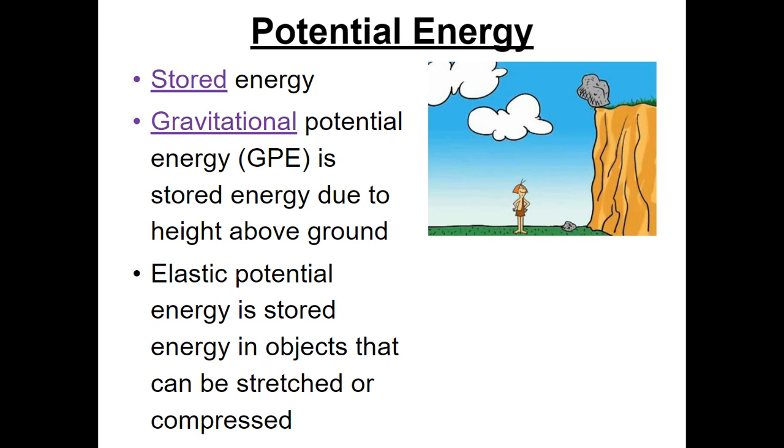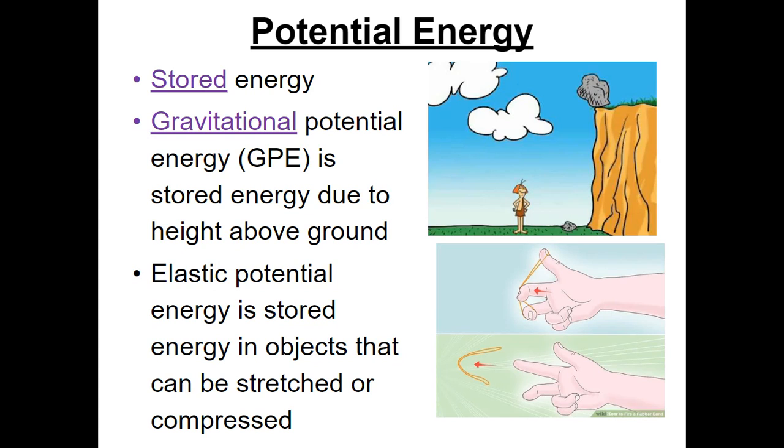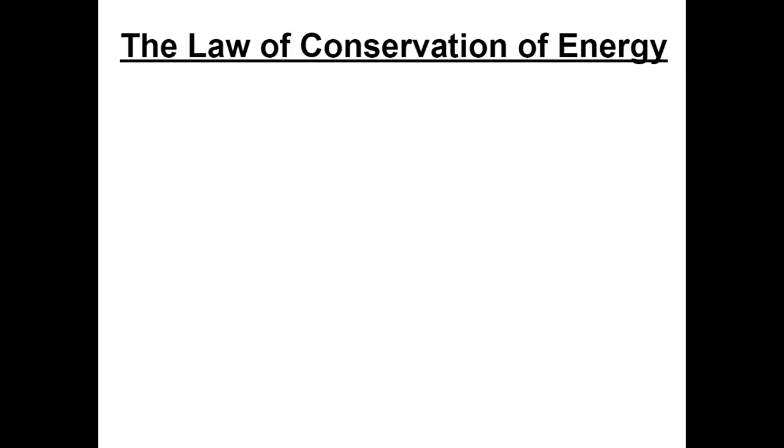So over on the right side, we have a guy, and unbeknownst to him, there is a large rock above his head. That rock has gravitational potential energy due to its height above the ground. It has a lot of potential to be moving, but it's not moving yet. But when it drops, all the potential energy will turn into moving kinetic energy. When you pull back on a rubber band and you let it go, you're storing elastic potential energy. So when you stretch or you compress a spring or a rubber band, you're storing elastic potential energy that when you let go turns into moving kinetic energy.